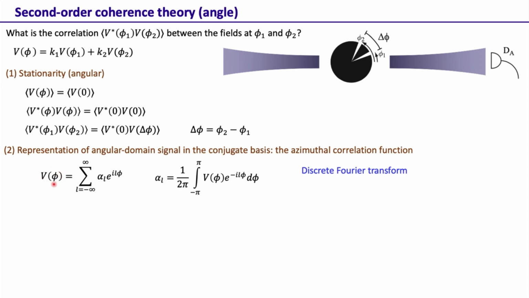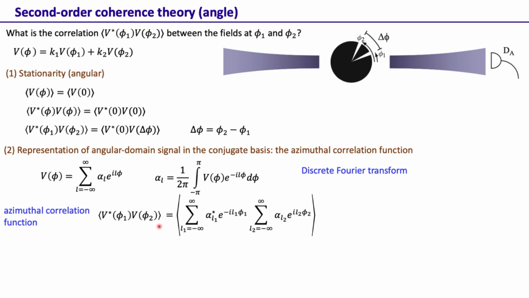V phi is the field in the angle domain, and alpha L is the weightage of these e to the i L phi components or vectors. Okay, so if this is the field representation, then we can similarly define the azimuthal correlation function, which is this.